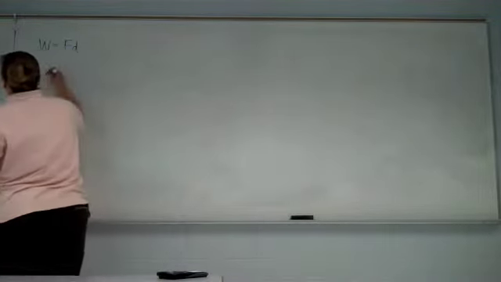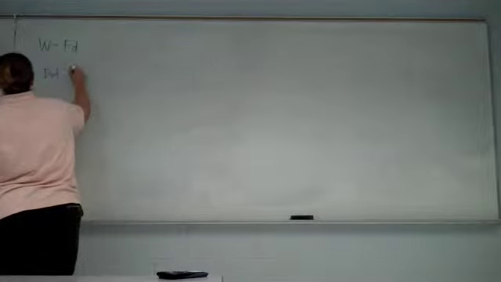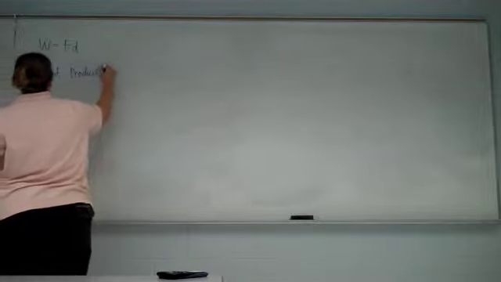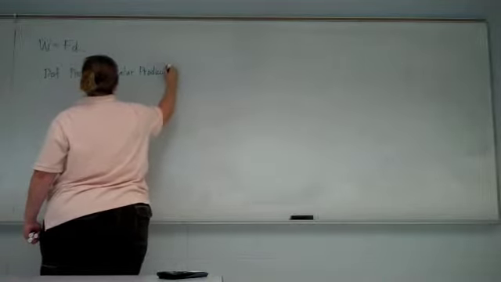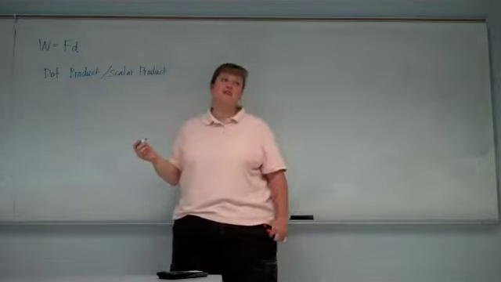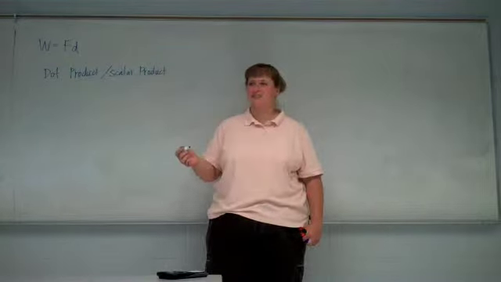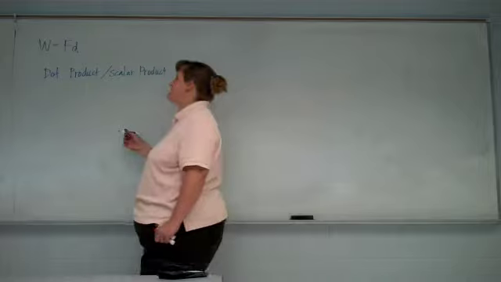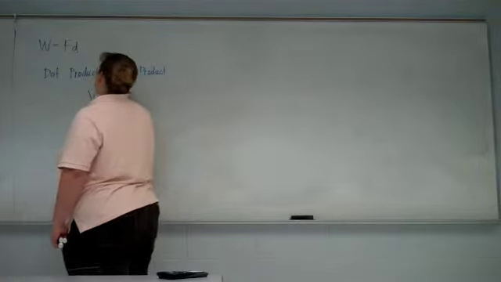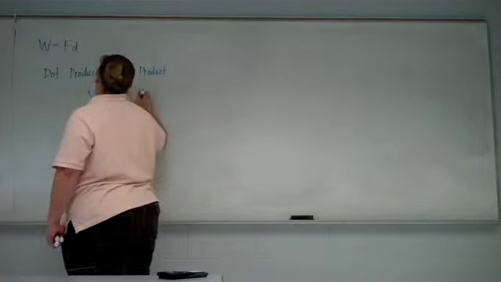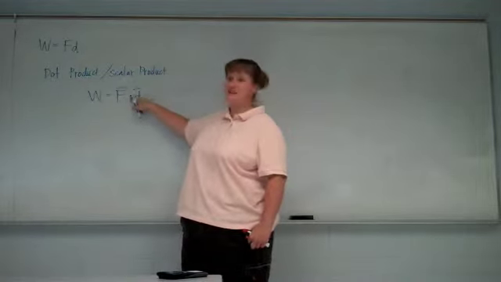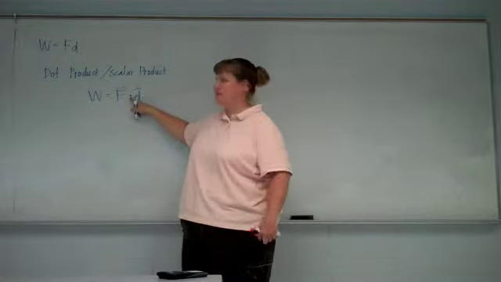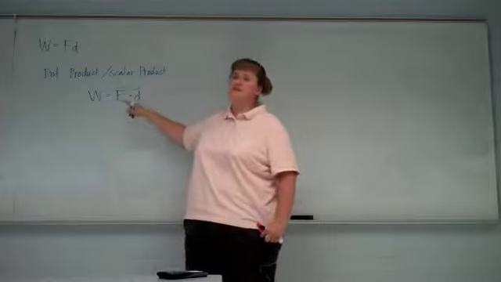This way is called the dot product or the scalar product. It's called the scalar product because you get a scalar answer. To write the dot product, we write our vector, dot. That dot is a very specific function. It's not simply the multiplication sign times the displacement vector.